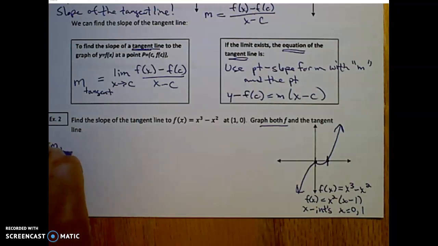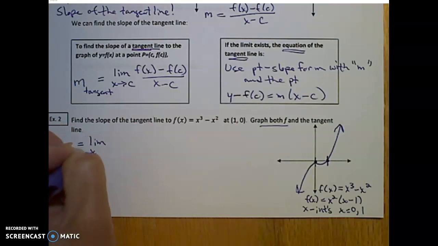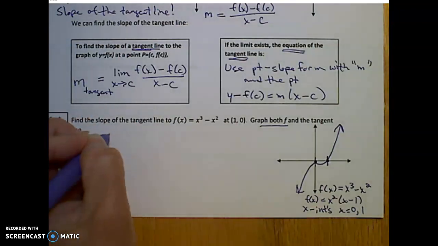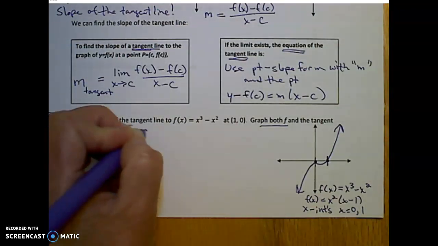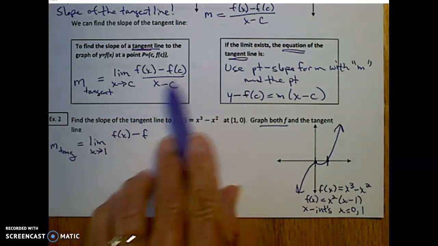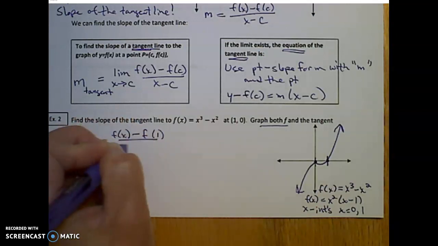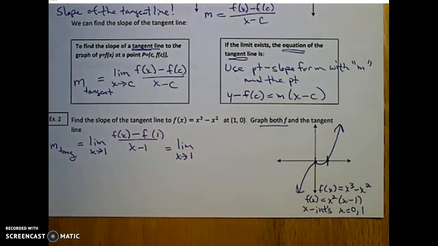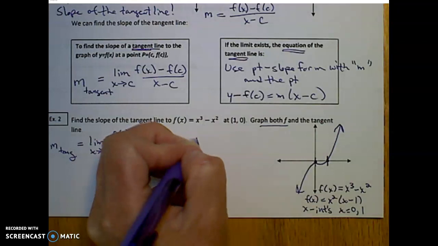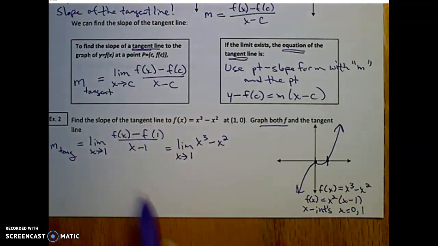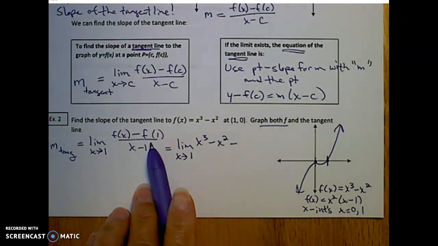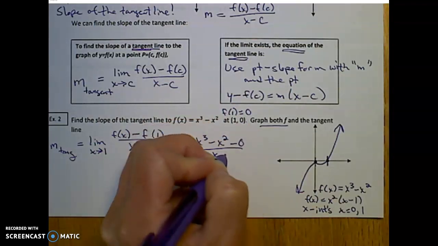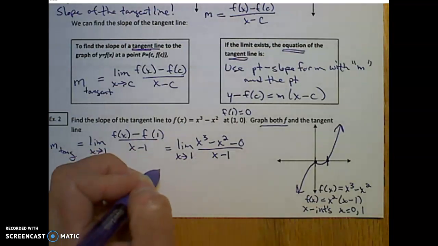And let's find the slope of the tangent line, which is the limit as my x values approach 1 of the slope, which is f of x minus f of, in this case I'm approaching 1, f of 1 all over x minus 1, okay, which will be the limit as x approaches 1 of, what is f of x? F of x is that function, x cubed minus x squared, minus, what is f of 1? Oh, we're given right here. F of 1 is equal to 0, minus 0, all over x minus 1. I can't plug in 1, so go ahead and simplify this and factor.